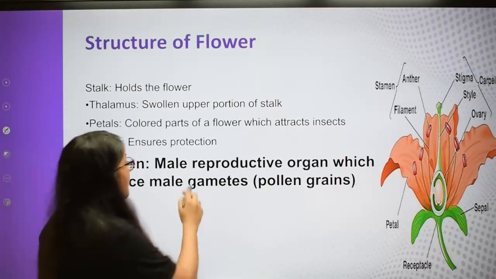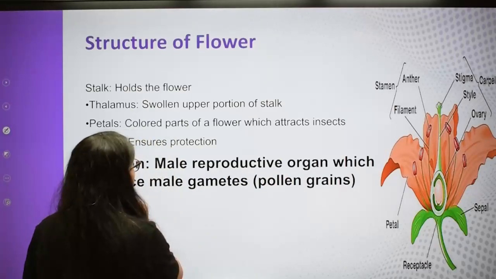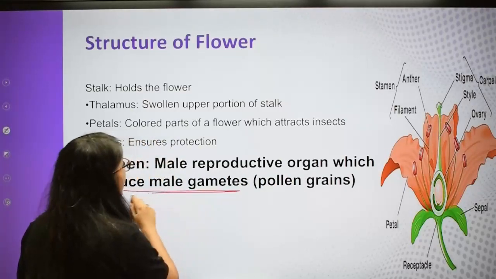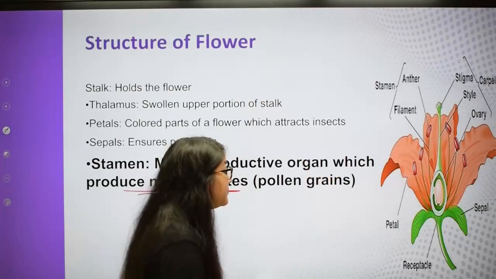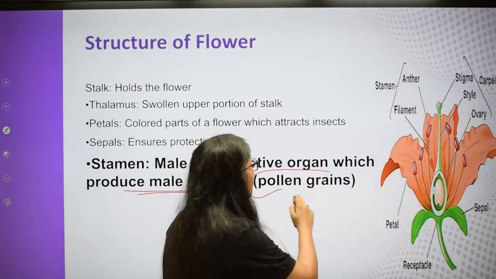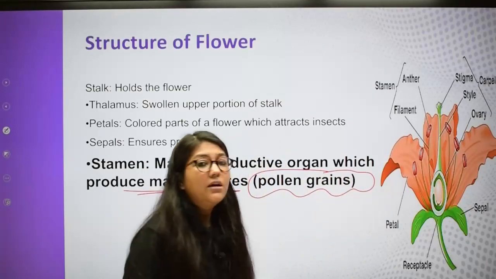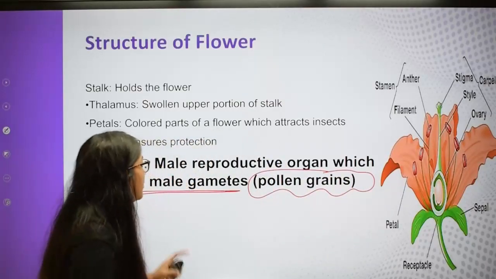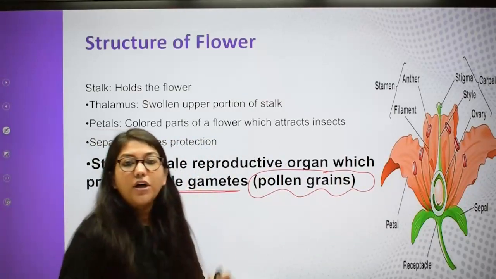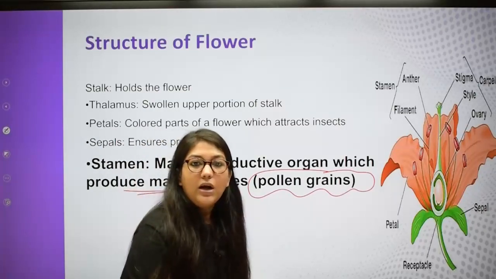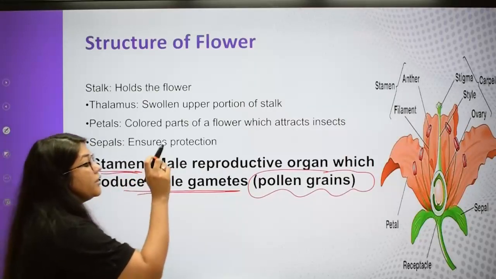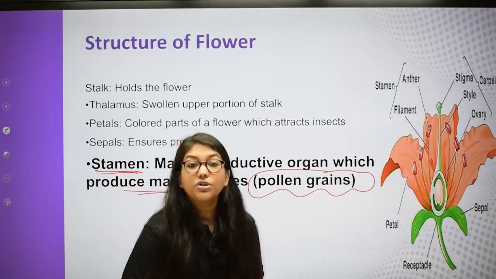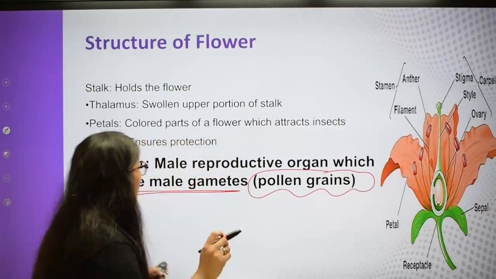Stamen. Male reproductive organs which produce the male gametes. And where are we going to find these male gametes in? We are going to find these male gametes in the pollen grains, right? सब कुछ पढ़ेंगे. We are going to read everything, the structure of the pollen grains. Where are these male gametes present? Okay, so stamen is what? Male reproductive structure, male reproductive organ.